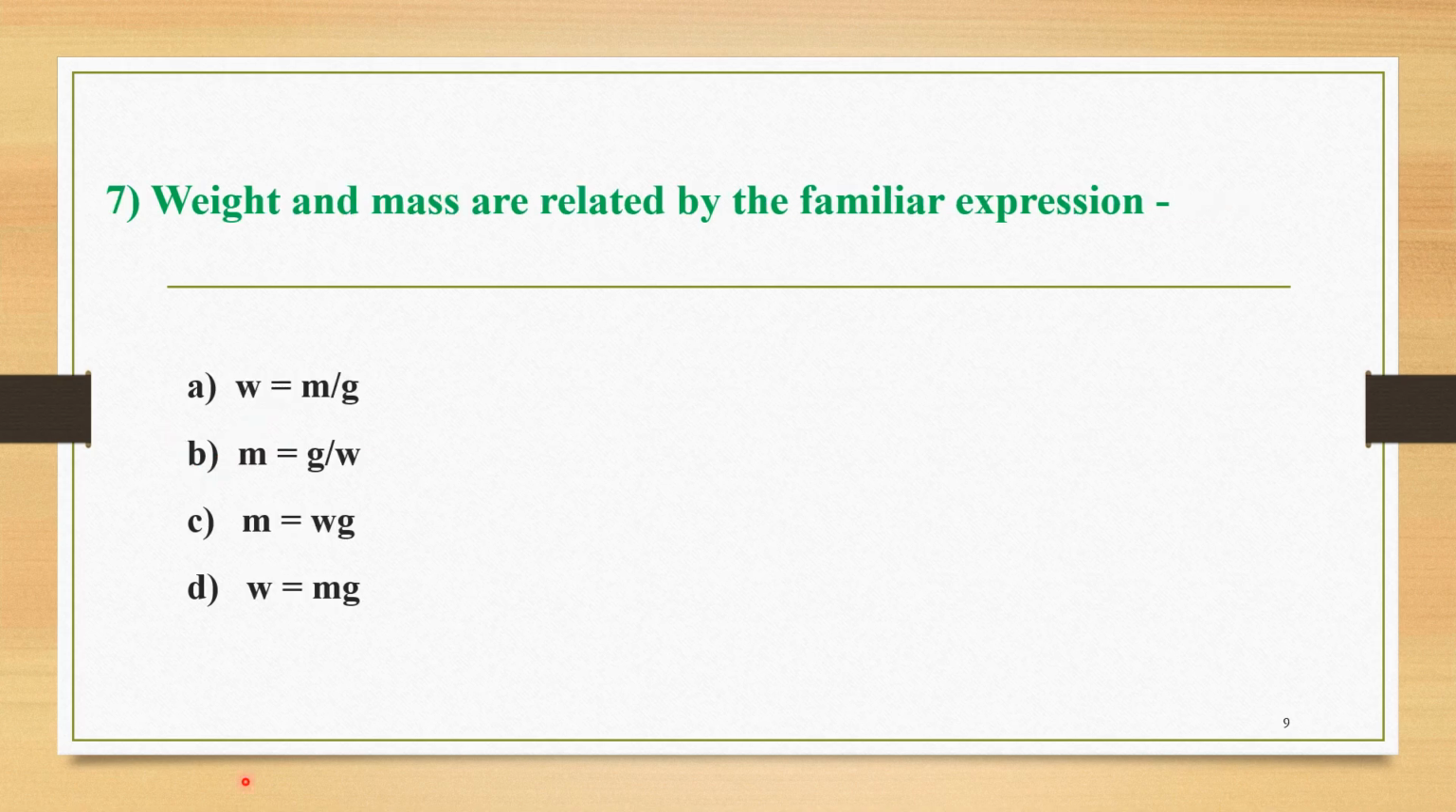The next question number 7 is: weight and mass are related by the familiar expression. The four expressions are A is W equal to M upon G, B is M is equal to G by W, C is M is equal to W into G and D is W is equal to M into G. The correct option among these four is option D, that is the familiar relationship between weight and mass is W is equal to M into G. W stands for weight, M is mass and G is the acceleration due to gravity.